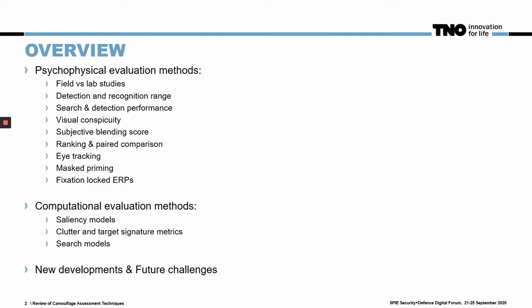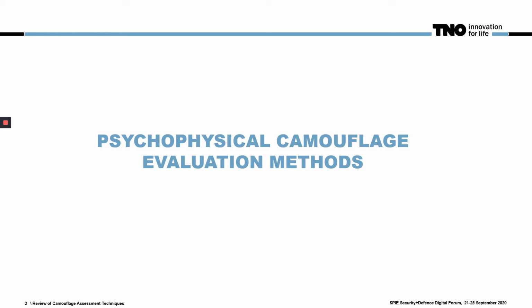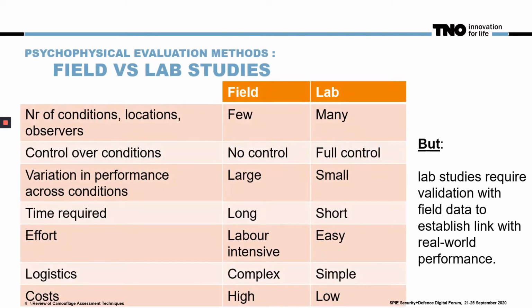Then I will discuss computational evaluation methods like saliency models, clutter and target signature metrics, and search models. Finally, I will briefly discuss new developments and future challenges. I will now discuss some psychophysical camouflage evaluation methods.